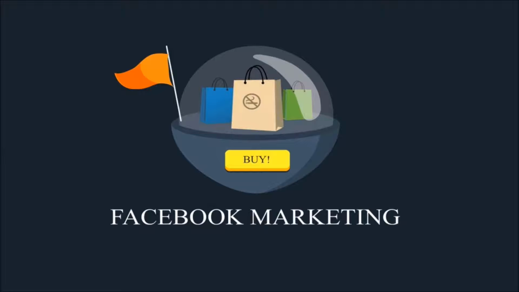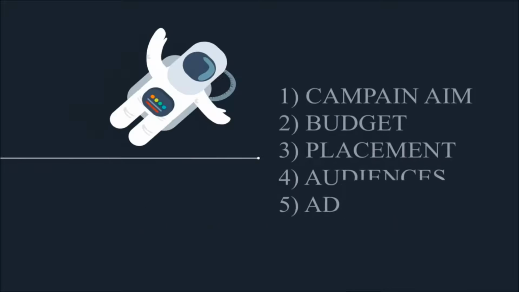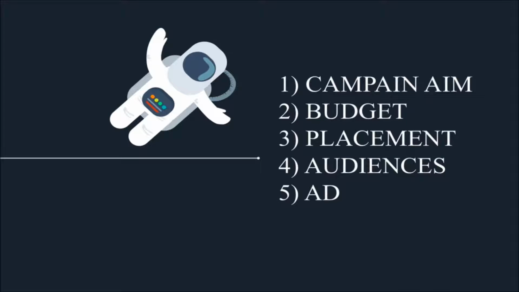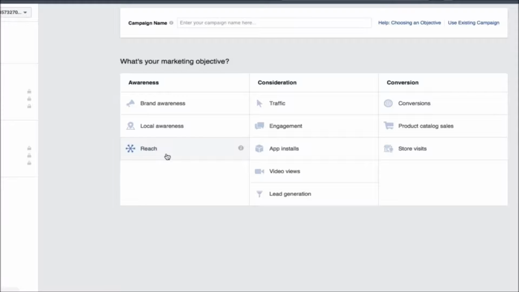All right, so when looking at Facebook marketing, we need to focus on 5 things: campaign aim, the budget, the placement, the audiences, and the ad itself. We can run a lot of campaigns in Facebook and each have a different aim in mind. Facebook has a great algorithm. Contrary to Google, Facebook really wants you to succeed. So if your main aim is to have video views, for example, go ahead and use the video views campaign.